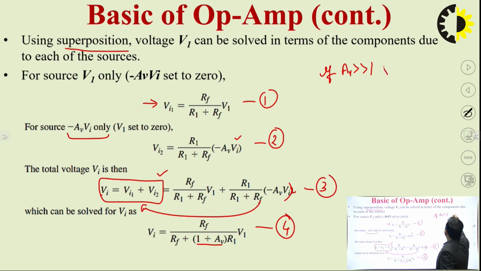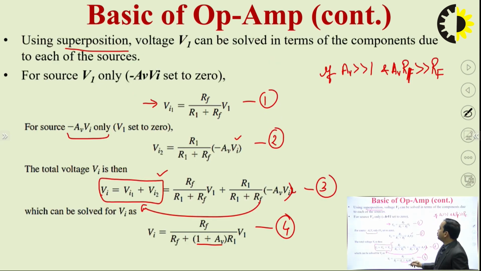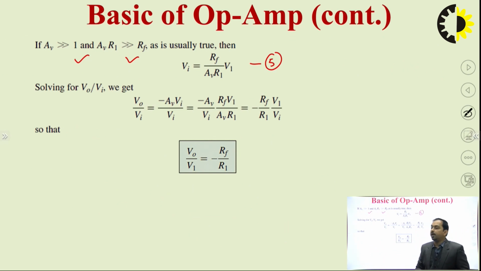Also, AV multiplied by Rf, this quantity is also very high. AV multiplied by R1 is very high in comparison with Rf. So we can put both the assumptions, this and this, and we have equation number 5. Equation number 4 is reduced to equation number 5, which is Vi equals Rf divided by AV R1, multiplied by V1.